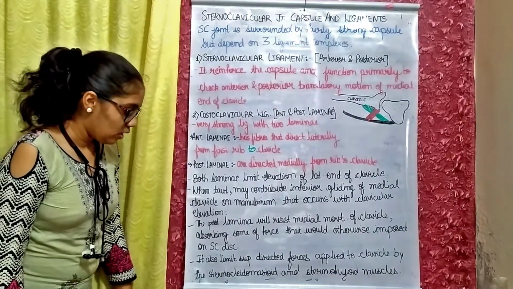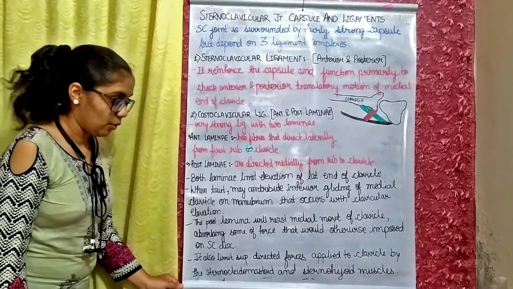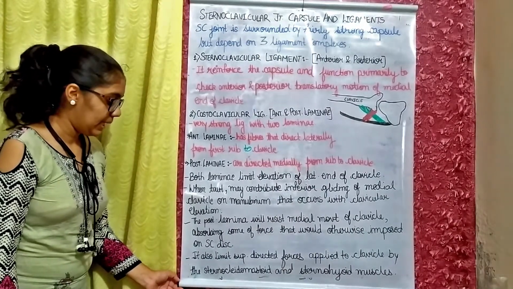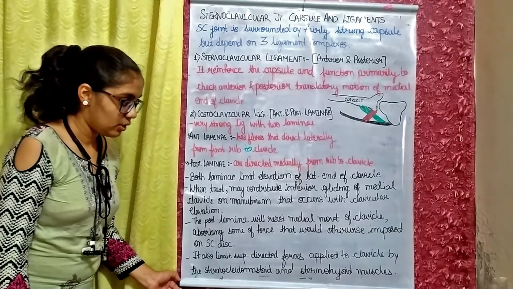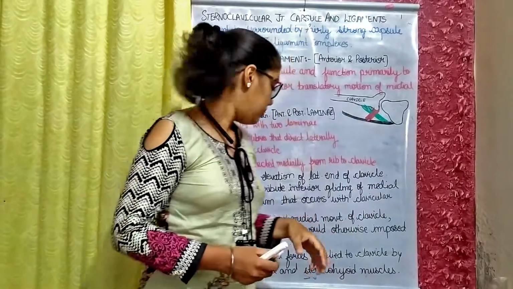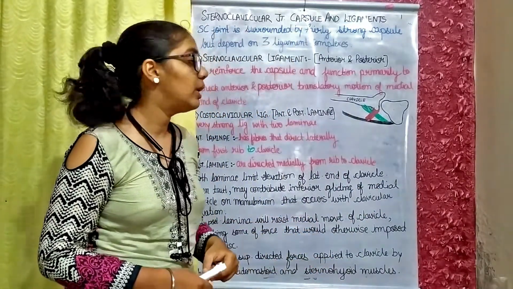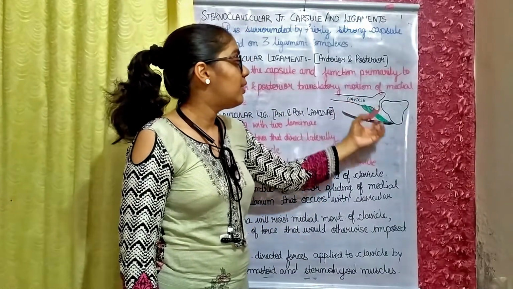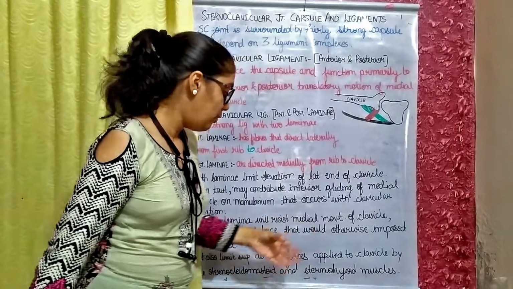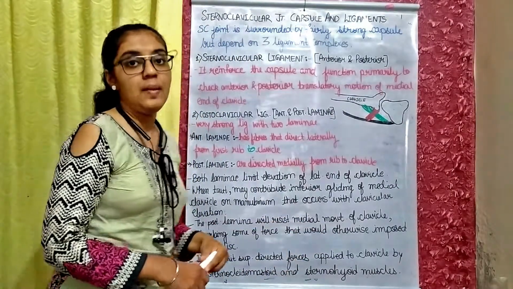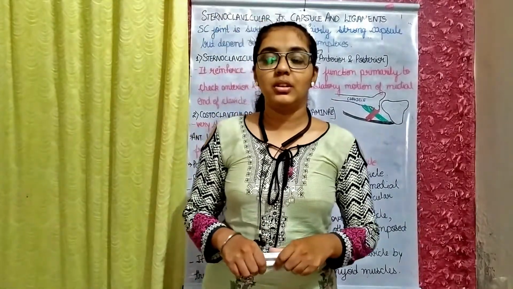The next point is that it also limits the superior direction forces applied to the clavicle by the sternocleidomastoid and sternohyoid muscles. As we know, the sternocleidomastoid and sternohyoid are both attached to the clavicle. So these ligaments prevent the superior directed forces applied by these muscles.